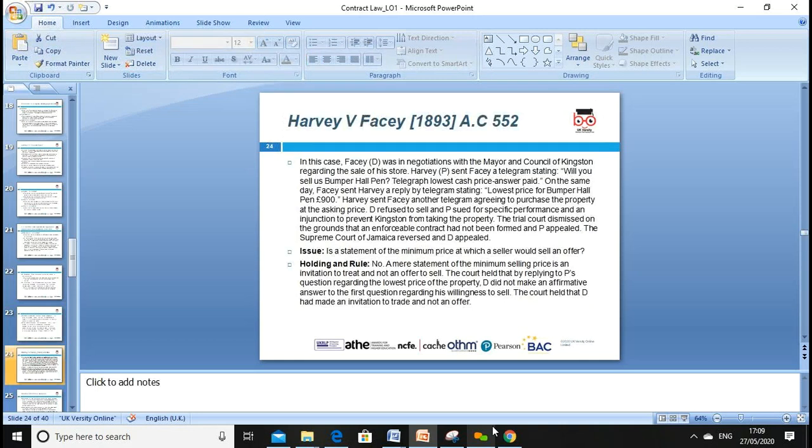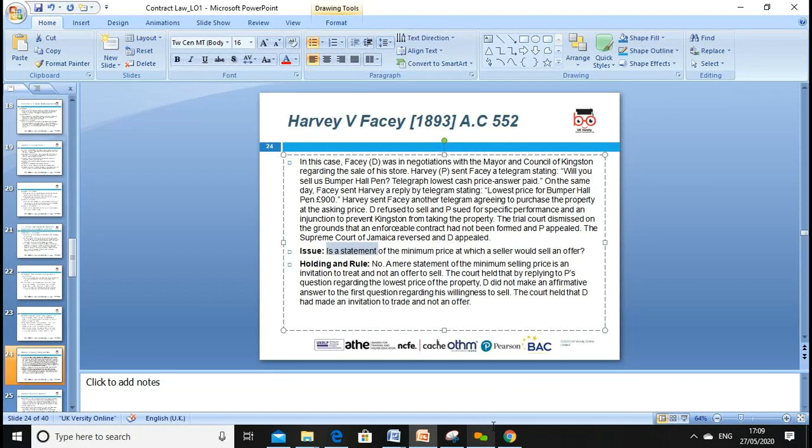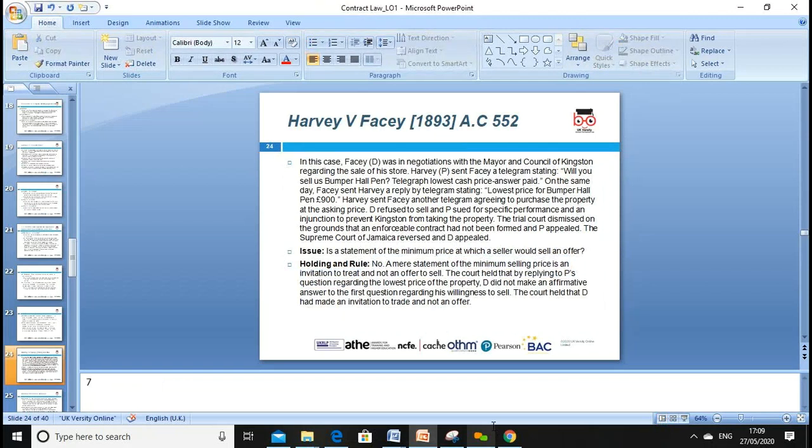Next, these are all the case laws. We have included different case laws in the slide, so it's quite good to read them. The issue in this statement is the minimum price, set as an offer. The holding of the rule: merely a statement of the minimum price is an invitation to treat. So maybe we'll say 799.